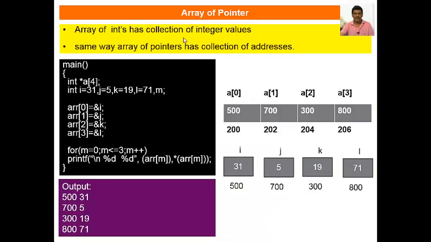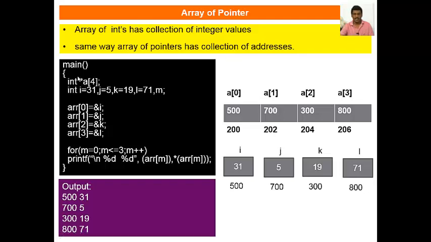An array of integers has a collection of integer values. An ordinary array variable can store a collection of integer values. An integer array can store integer values, but an integer pointer array can store the address of integer variables. So an ordinary array can hold values, and a pointer array can store addresses.